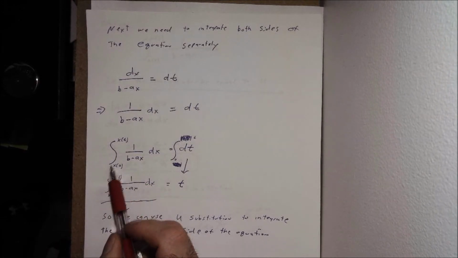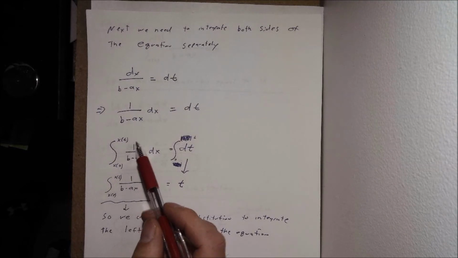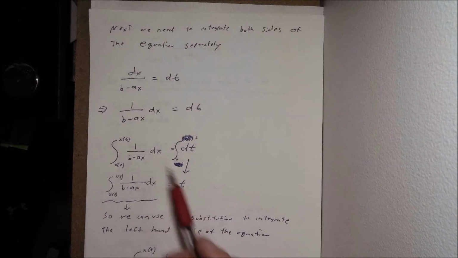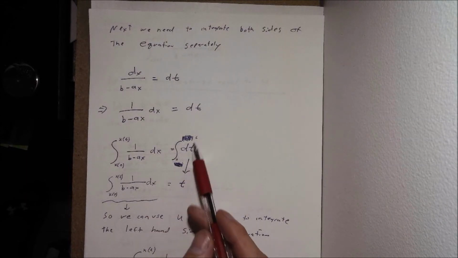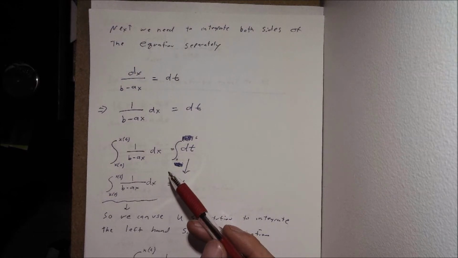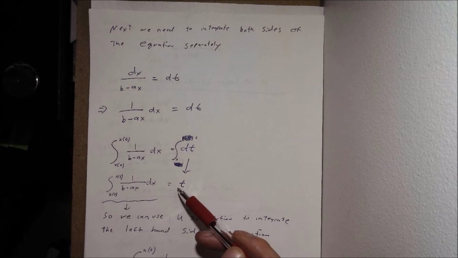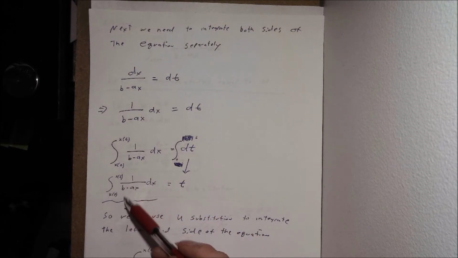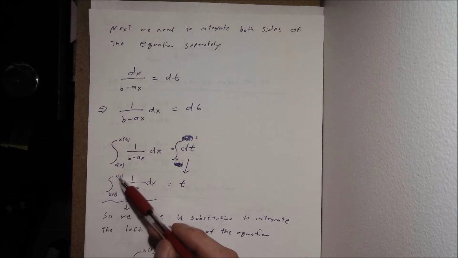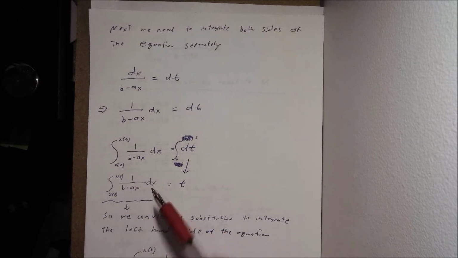So we do that: the integral, with limits of integration from x of 0 to x of t over time, of 1 over b minus ax dx, is equal to our integral from 0 to t of dt. The right-hand side of the equation, this right integral, is pretty straightforward. The integral of dt simply becomes t. So now we're just left with dealing with the integral on the left-hand side of our equation, the integral from x of 0 to x of t of 1 over b minus ax dx.